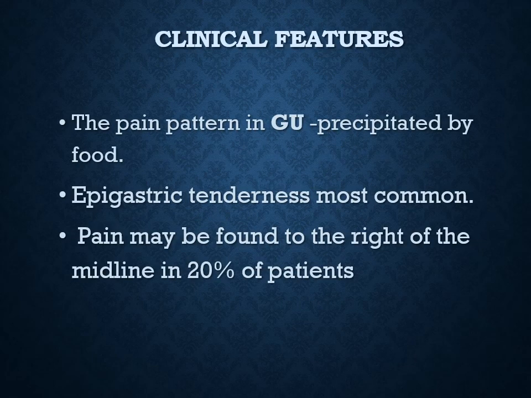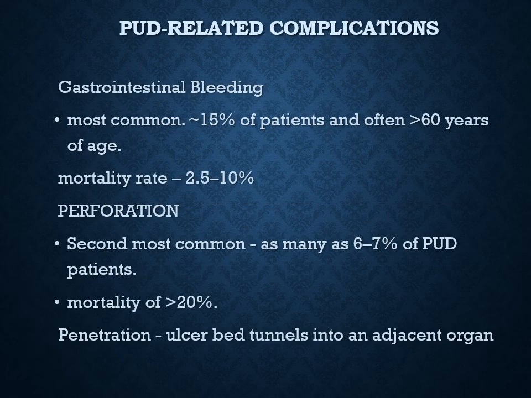The pain pattern in gastric ulcer is usually precipitated by food, and the most common manifestation is epigastric tenderness, and the pain may be found to the right of the midline in up to 20% of cases. What are the complications? We have gastrointestinal bleeding, which is the most common, in 15% of the patients and often more than 60 years of age. The mortality rate is up to 10%.